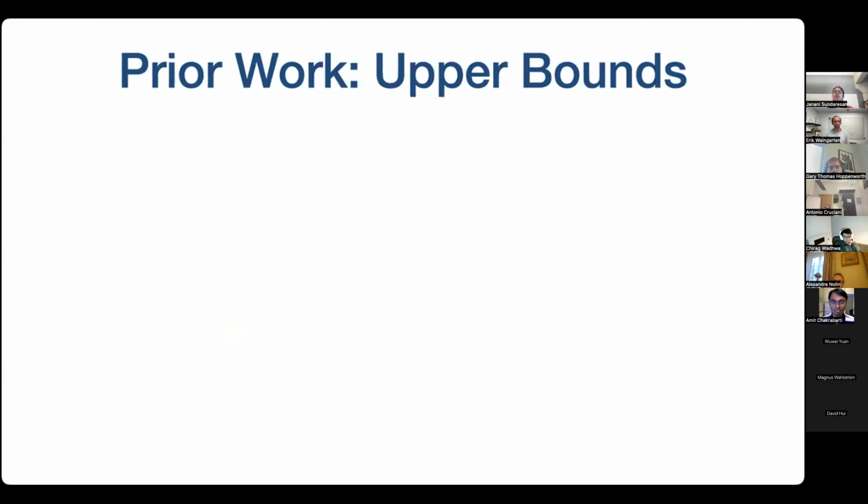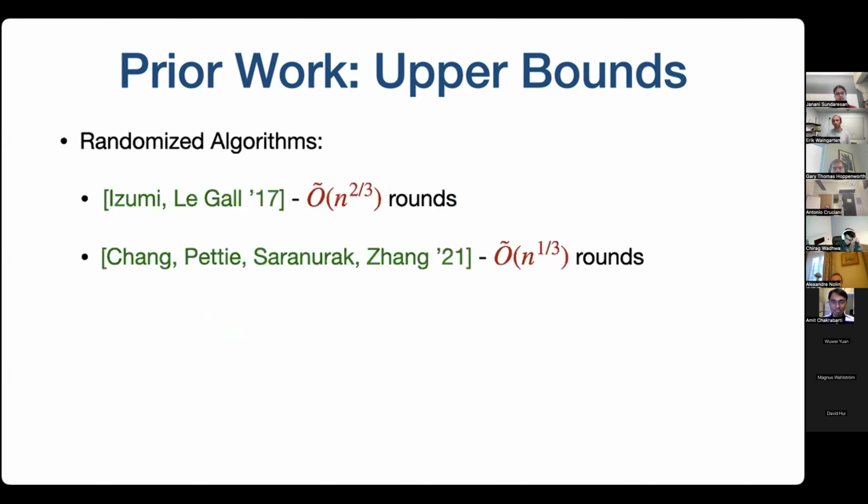So the question is, can you do better than order n rounds? And it turns out you can do better. So in this CONGEST model, Izumi and Le Gall gave the first little o of n round algorithm for this problem, and they were able to do it in O tilde of n to the two-thirds number of rounds. So this bound was improved by Chang et al., and they gave an algorithm which uses O tilde of n to the one-third number of rounds. So both of these algorithms were randomized.